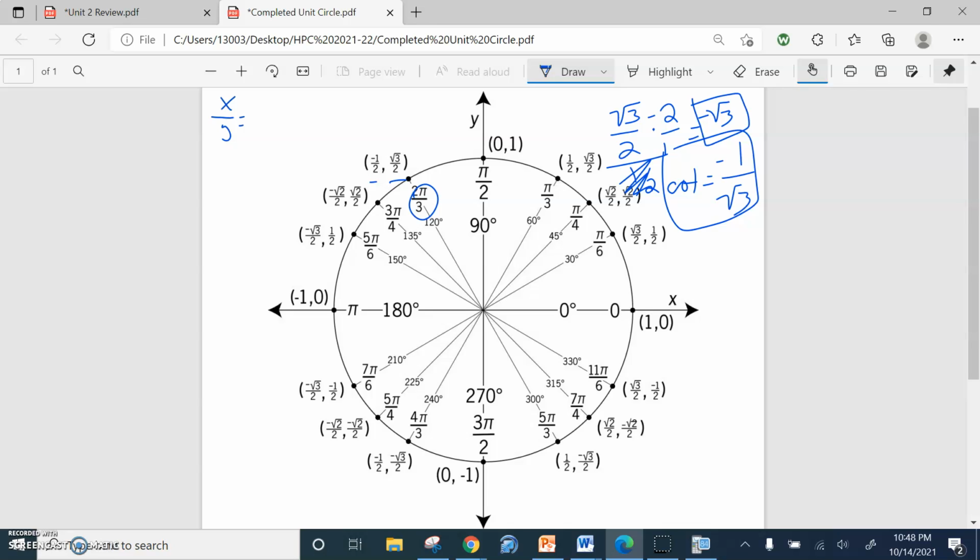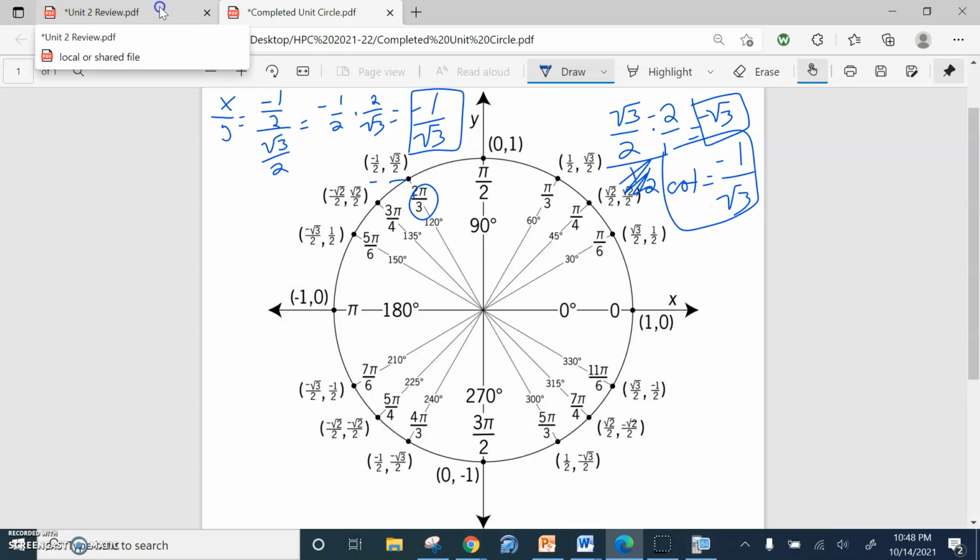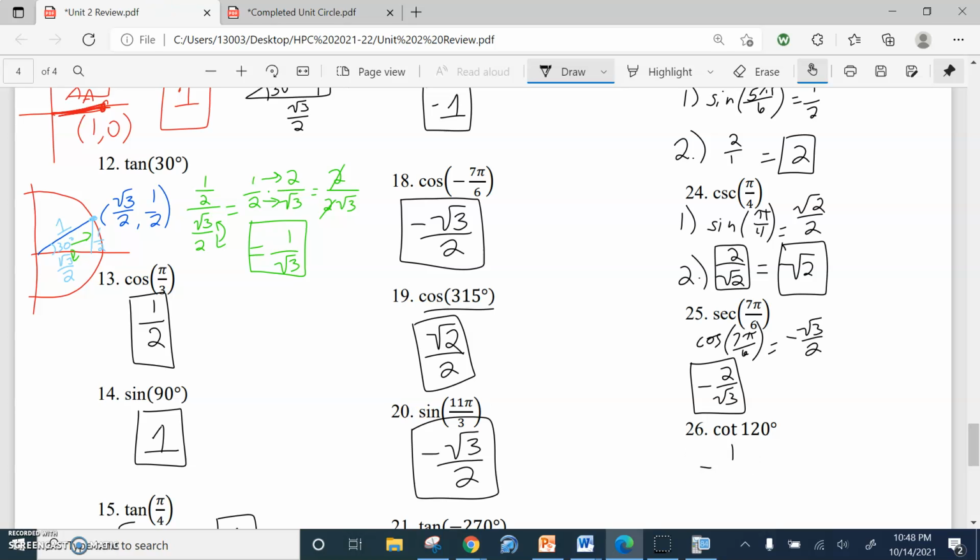All right, so moving on, the other way we could have done this, it's a little bit shorter, not a whole lot, would be to take x over y, so negative a half over square root 3 over 2, which is equal to negative a half times 2 over square root 3, which equals negative 1 over square root of 3. So that allowed me to not have to do the whole flip the fraction after I solve it. But no matter what, cotangent is negative 1 over the square root of 3. Box it in. So again, I hope that made sense.